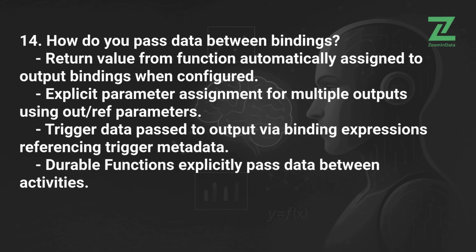14. How do you pass data between bindings? Return value from function automatically assigned to output bindings when configured. Explicit parameter assignment for multiple outputs using out/ref parameters. Trigger data passed to output via binding expressions referencing trigger metadata. Durable functions explicitly pass data between activities.